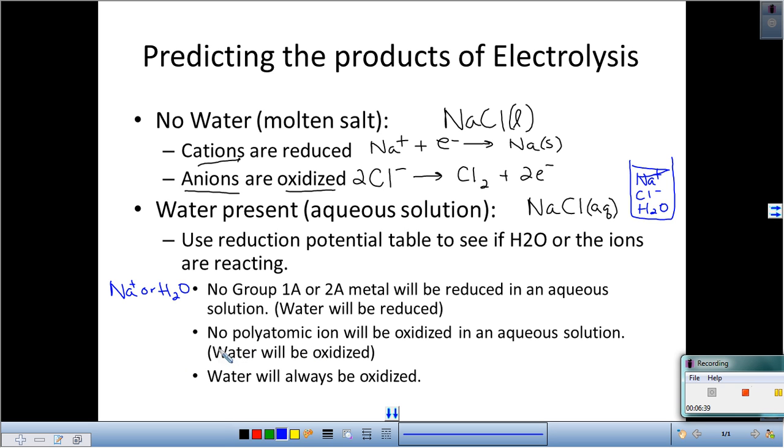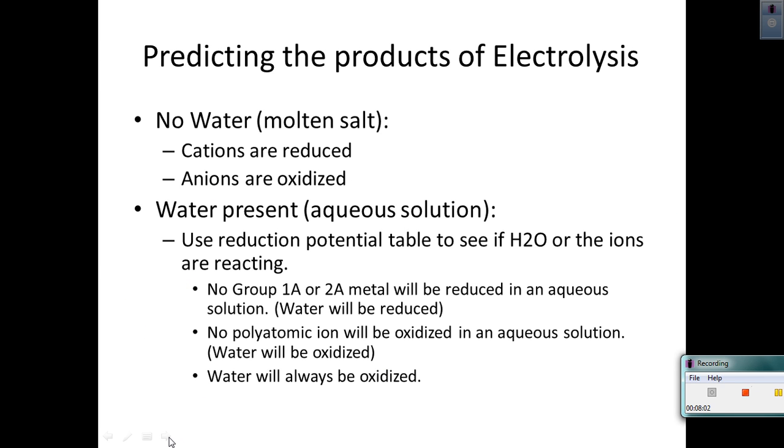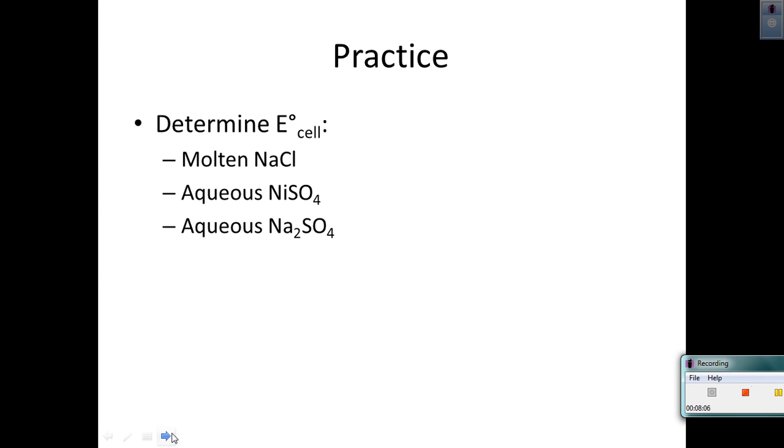Then the second part of this says, no polyatomic ions will be oxidized in an aqueous solution. Water will be oxidized. So if we had a polyatomic ion in here, then it's going to be the water that's going to be oxidized. If we don't have a polyatomic ion in there, sometimes we have to look at what's going to happen. If all else fails and you don't know what to do, oxidize your water. All right? So let's look at a couple of electrolytic cells and figure out what's going to happen in those two, with these two types of ions.